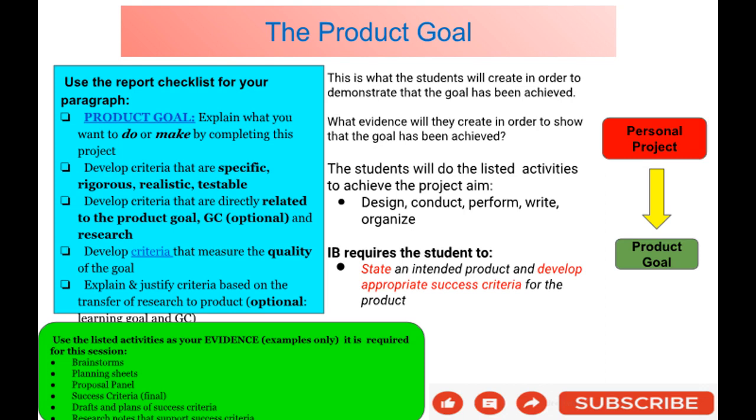Develop criteria that measure the quality of the goal. Explain and justify criteria based on the transfer of research to product, (optional) learning goal and GC. Use the listed activities as your evidence, examples only. It is required for this session. Brainstorms, planning sheets, proposal panel, success criteria, final drafts and plans of success criteria, research notes that support success criteria.